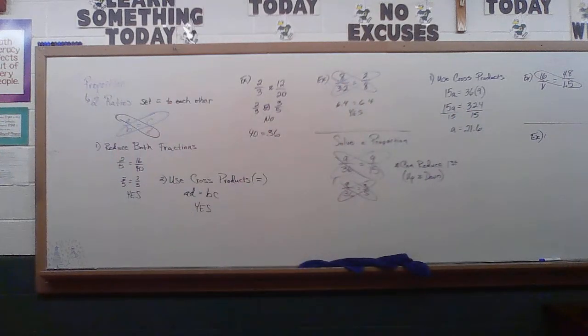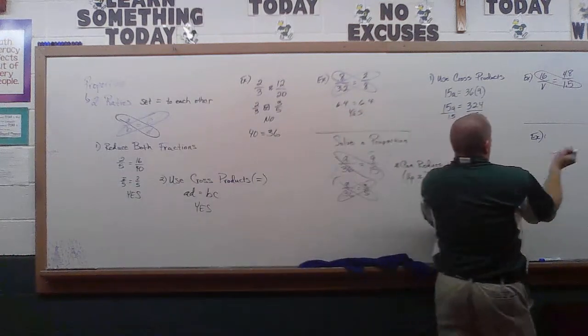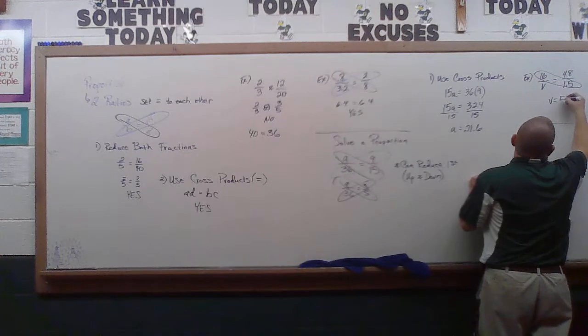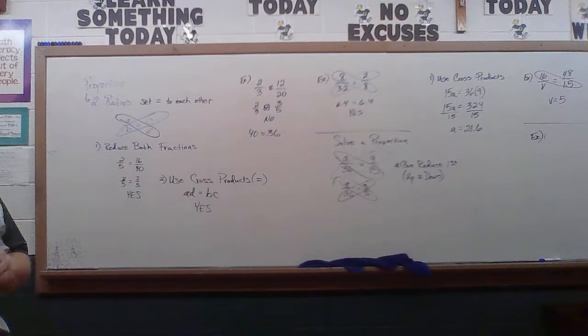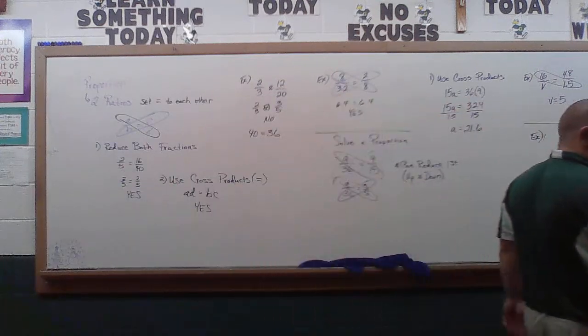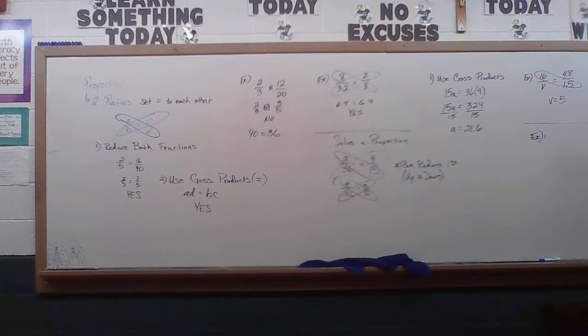16 times 1.5 divided by 4.8, and you got what? 5. v equals 5. Okay, makes sense? Now before you go on though, the next thing that you want to look at is this. If I put my 5 back in there, I want to go back and look at each individual fraction. Does this fraction have the smaller number in the same spot that this fraction did? If I put 5 in there, see how the bigger number was on top and the smaller number was on the bottom? It has to be that same way in both fractions.